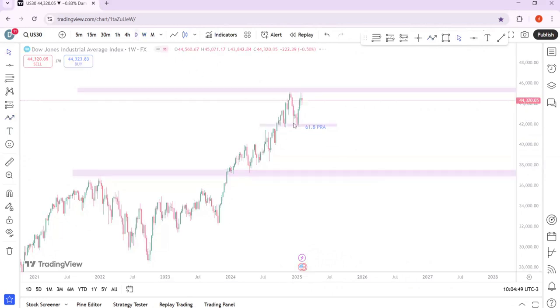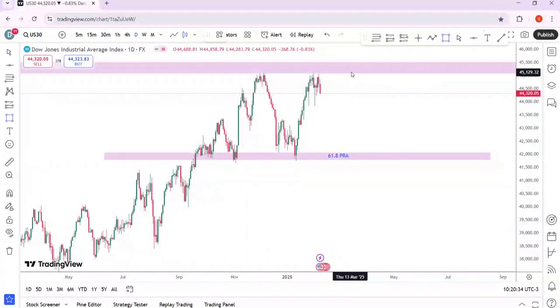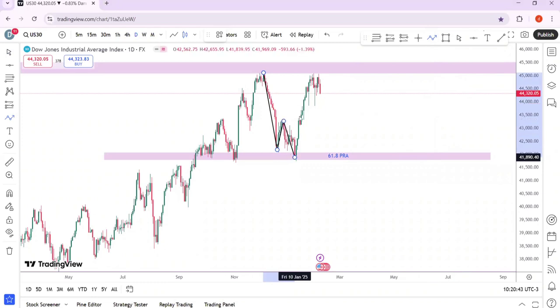Okay, let's take that to the daily time frame. On the daily time frame, this is our range of focus. We saw all the structures that brought prices to the 61.8 PRA. All the structures got broken right here. The last lower high of all the structures were broken, and they sent prices to the resistance in the direction of trend at this point.